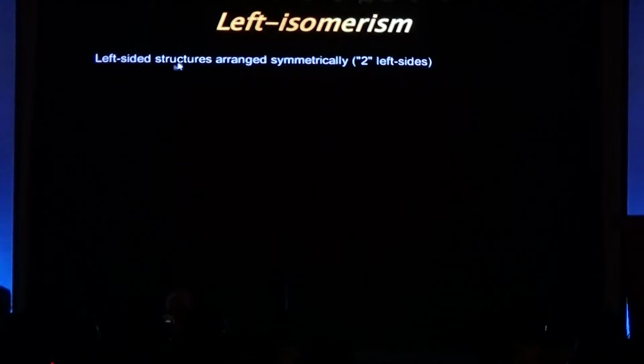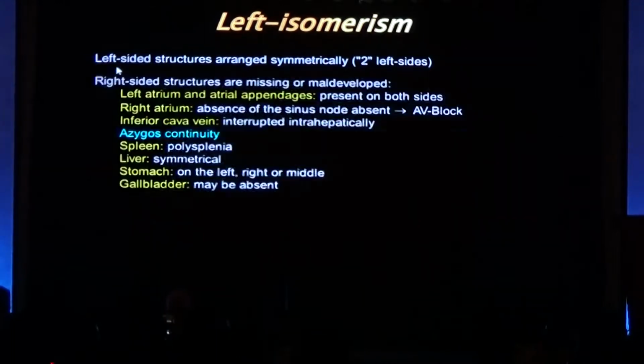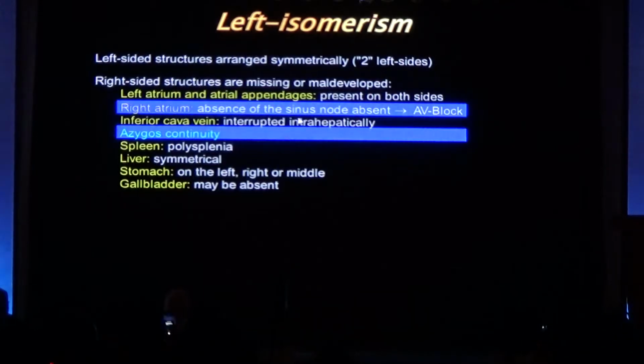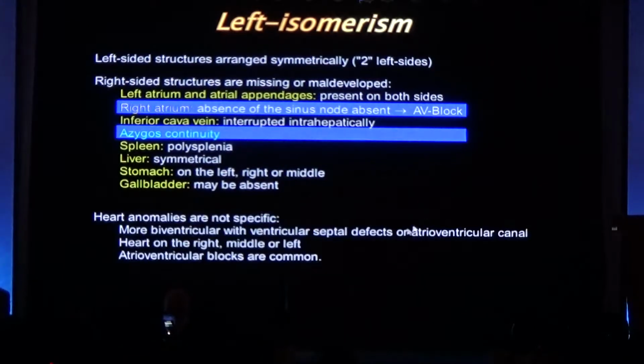So let's start with left isomerism. And here we have left-sided structure. So the IVC is a right-sided structure. So no right-sided structure, no IVC. You will have IVC interruption with azygos continuation. And you will have absence of the sinus node, and so you will also have slow heartbeat with AV blocks.